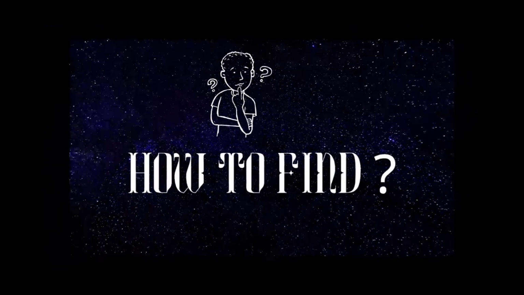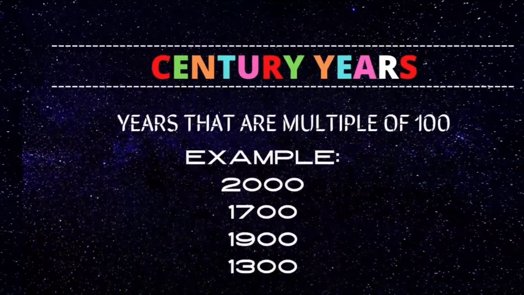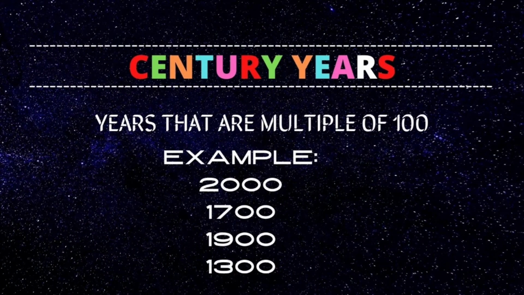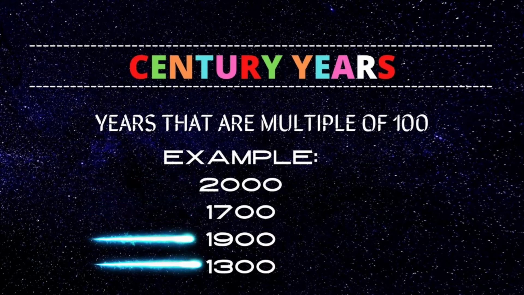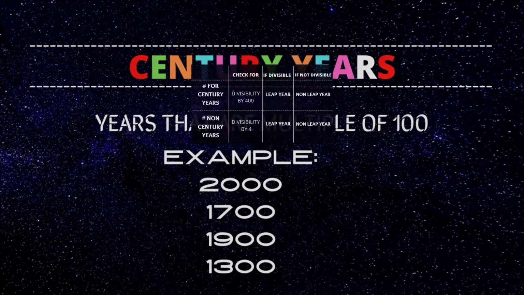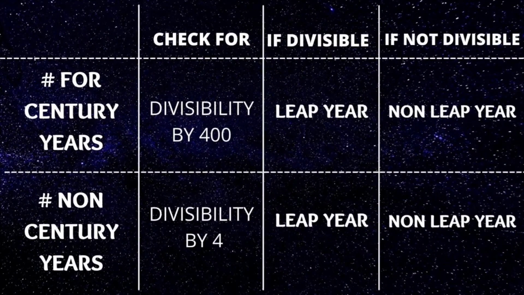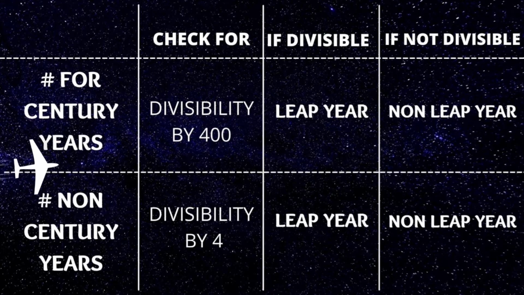To find that, first we need to know what century years are. Century in general means 100. So, century years are years that are multiples of 100. The years 2000, 1700, 1900, and 1300 are some examples of century years. So, coming back to the concept of leap years, century years that are divisible by 400 are leap years. Non-century years that are divisible by 4 are leap years. So, if it is a non-century year, check for divisibility by 4. And if it is a century year, check for divisibility by 400 and not by 4.